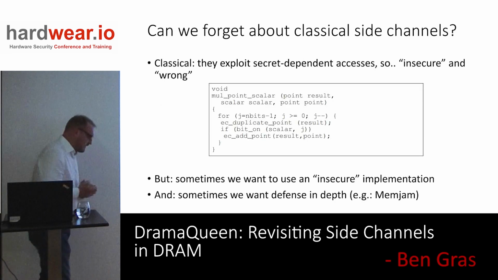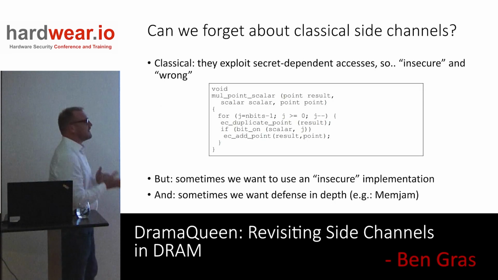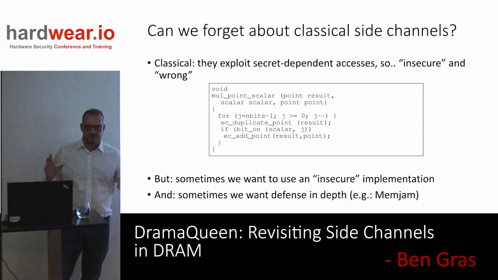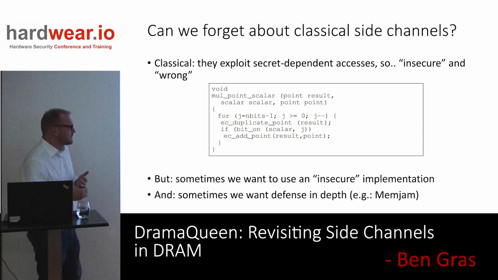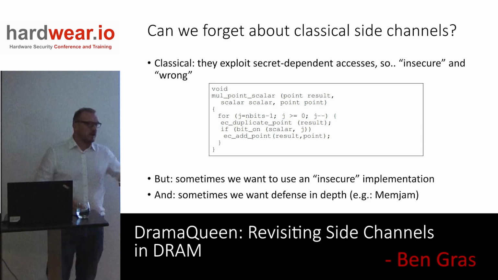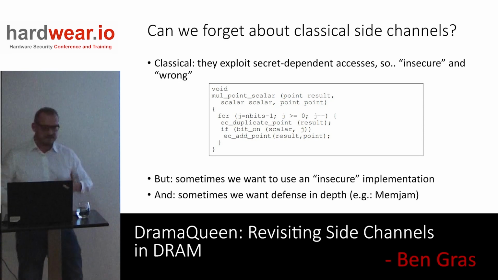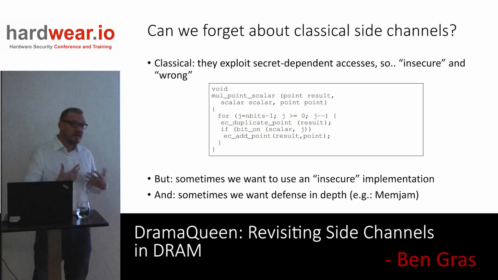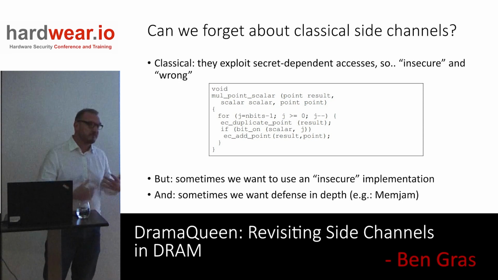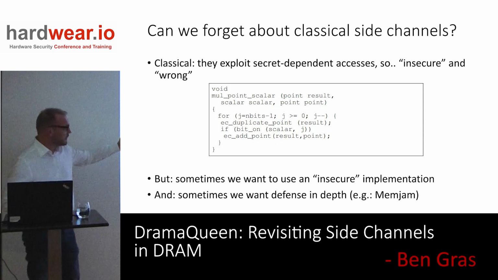The topic of this talk is classical side channels. Classical side channels means, roughly speaking, before the Meltdown era. Classical side channels are a method of spying on the activity of a victim because the activity of the victim gives away some secrets. It means that the victim is doing some kind of data-dependent, secret-dependent activity.